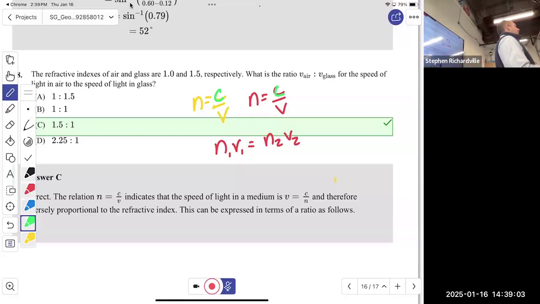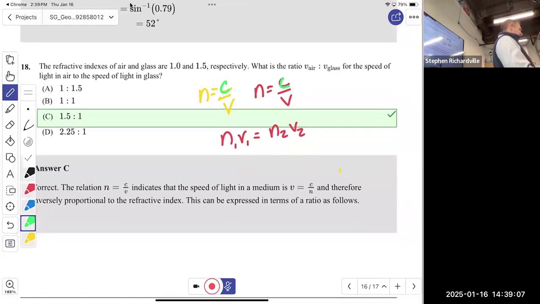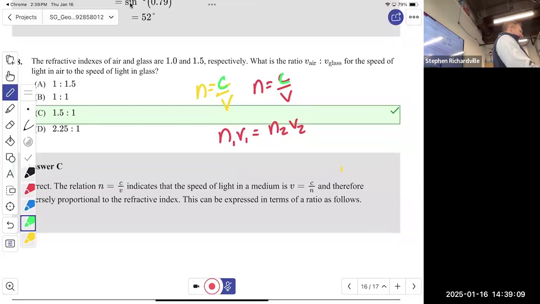So then if I want to create a ratio, the index of refraction of air to glass, I need to be careful again. This doesn't look like a ratio right now. But that means n1 over n2 has to equal v2 over v1. n1 over n2 has to equal v2 over v1.